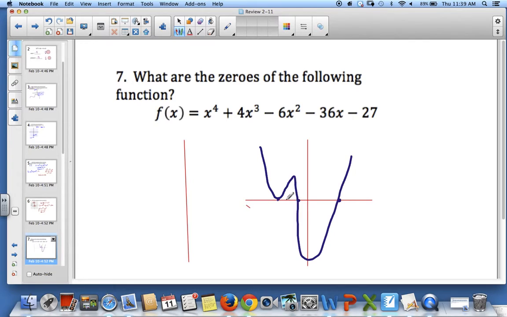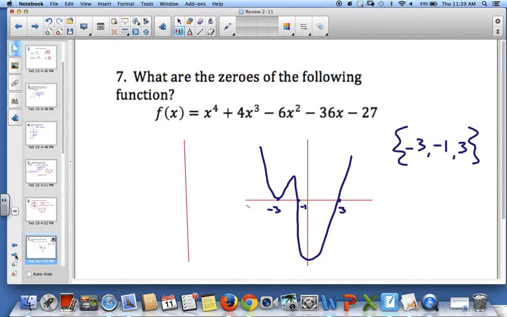If I look at my graph, that's going to be negative 3 here. That's going to be negative 1 here, and this is going to be positive 3. So those are my zeros: negative 3, negative 1, and 3. Those are my zeros. That's it.